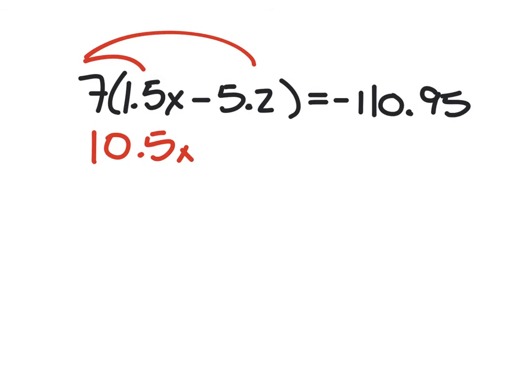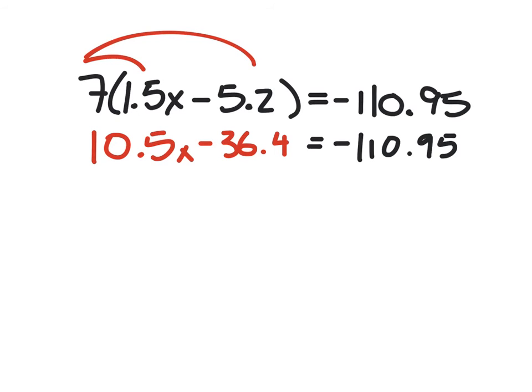And then we got 7 times negative 5.2, which is negative 36.4. At least that's what my calculator says. This equals negative 110.95.